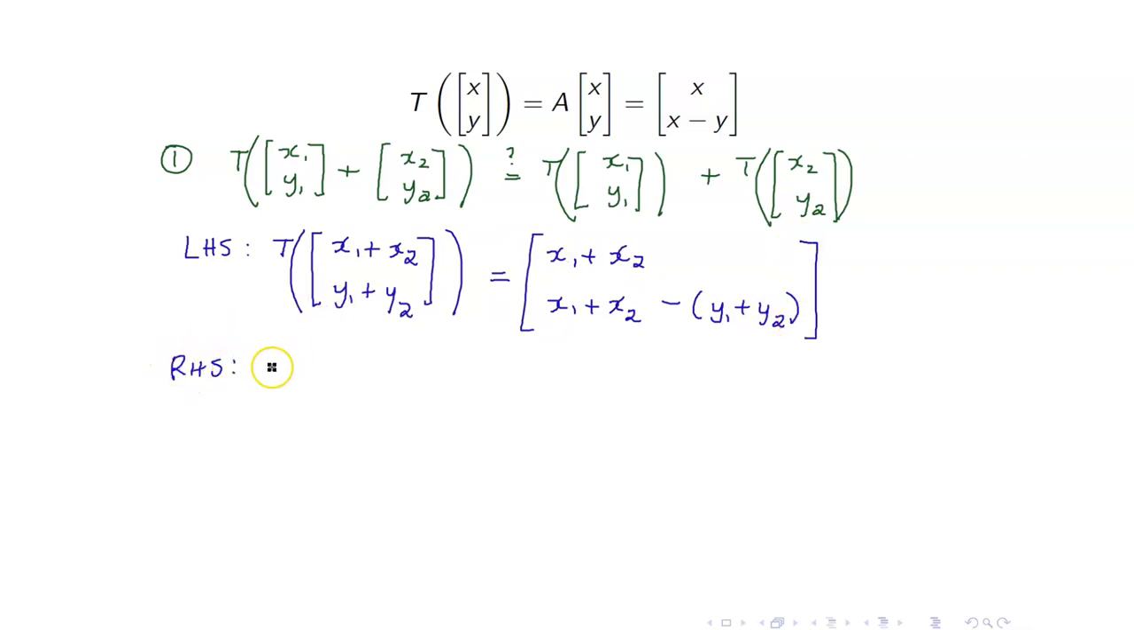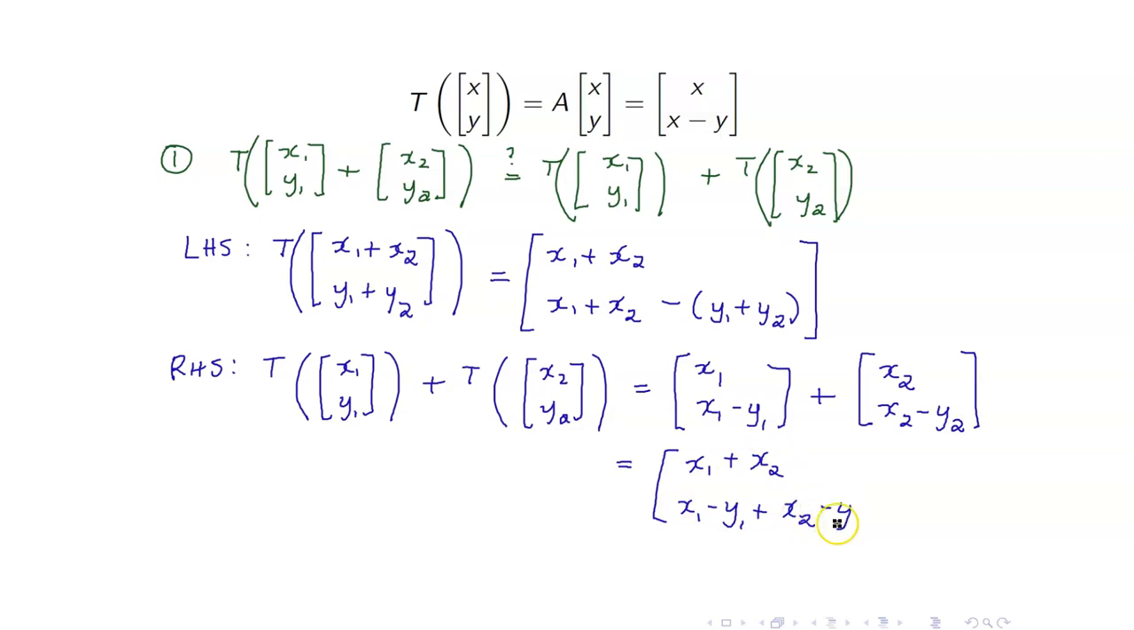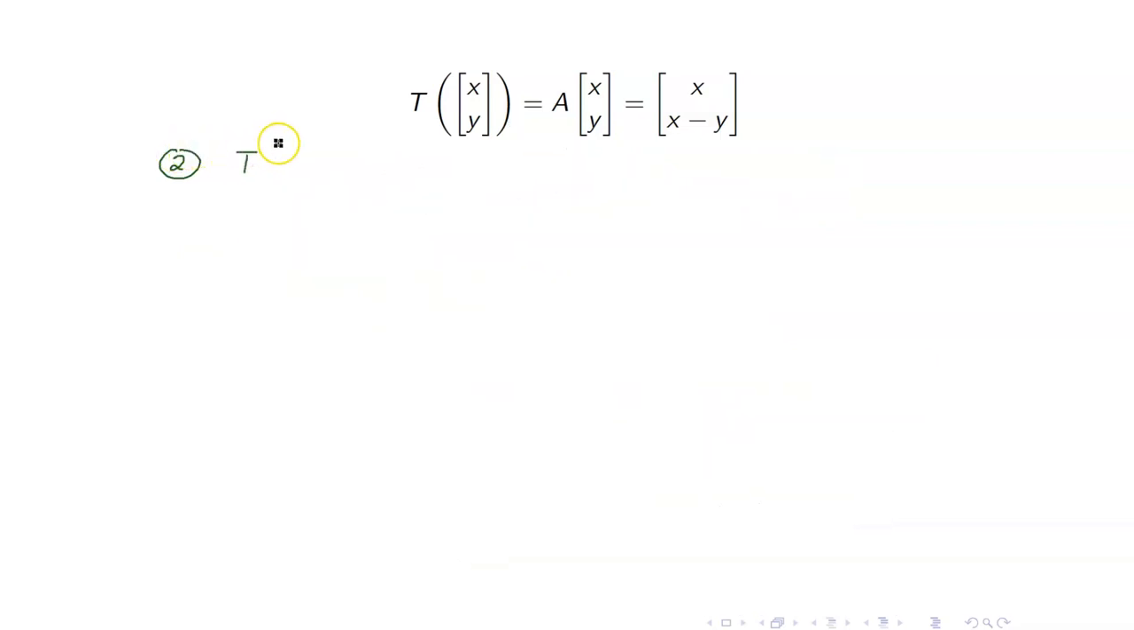If we look at our right-hand side, T of x1, y1 by definition is x1 and then x1 minus y1. T of x2, y2 is, copy the x coordinate, and then first minus second coordinate. So that's x2, x2 minus y2. And this is equal to x1 plus x2, x1 minus y1 plus x2 minus y2. Again, notice that this is the same as this one. Therefore, the left-hand side is equal to your right-hand side. So this first property is verified. Next, we want to verify the second property.